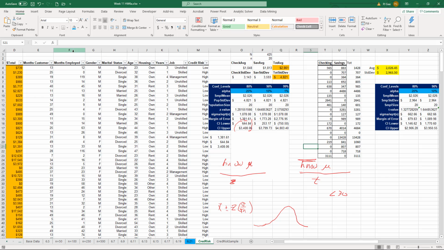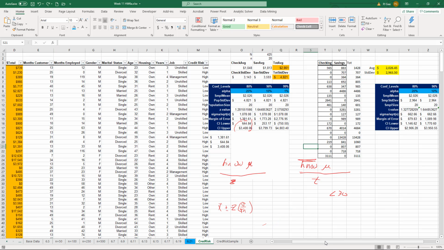Notice how it gets wider. For 90% the lower end goes lower than the previous one, and the high end goes higher than the previous one. So when we increase the confidence, we need a wider margin to capture more probability that our sample is meaningful relative to the actual population mean. Okay, so now we'll move on.